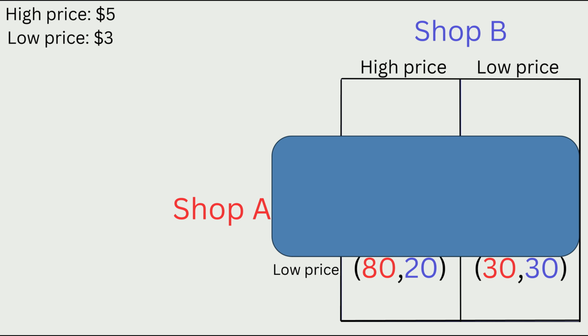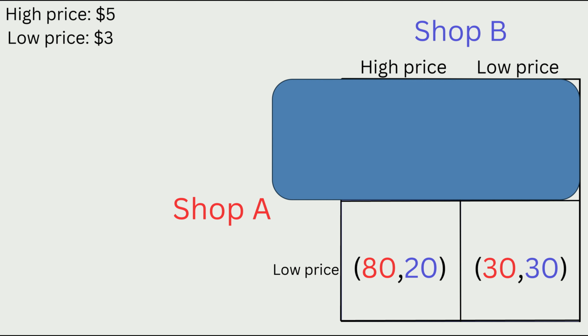Now, what happens when shop A charges low price? Well, shop B would earn $20 by charging higher price, or $30 by charging low price. Since $30 is greater than $20, shop B will charge low price when shop A charges low price.